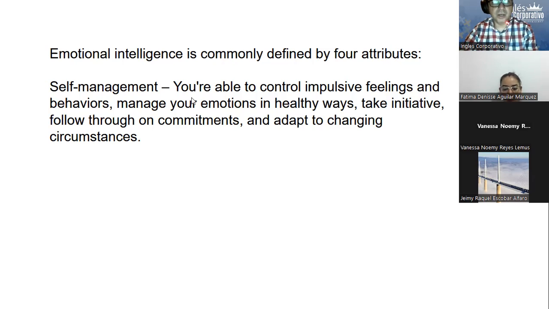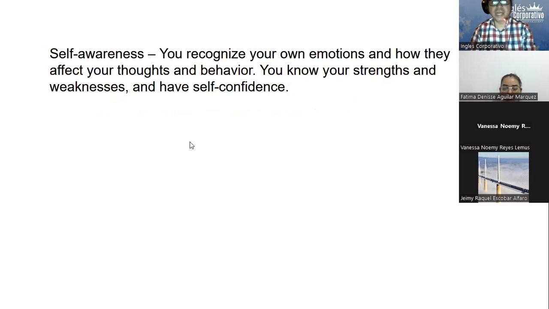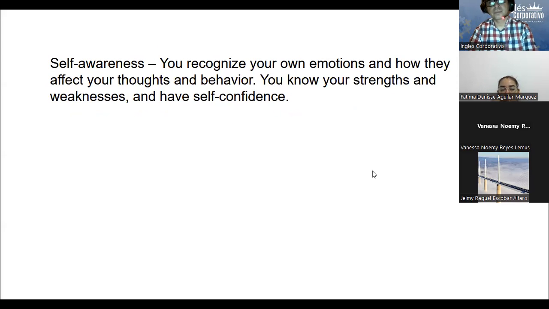Okay, so let's check the next one. The second attribute is for Vanessa Noemi. Could you please help me by reading the second one? Okay. Self-awareness. You recognize your own emotions and how they affect your thoughts and behavior. You know your strengths and weaknesses and have self-confidence. Okay, what do you understand in this one?